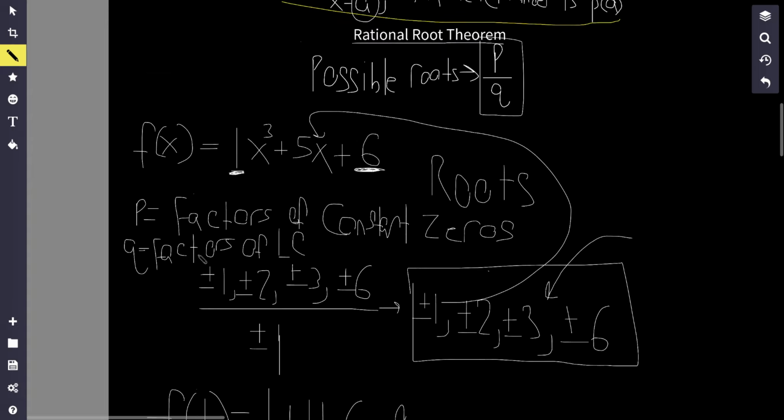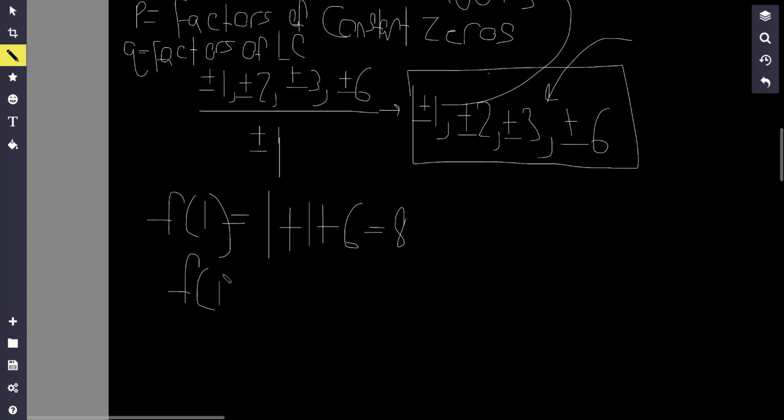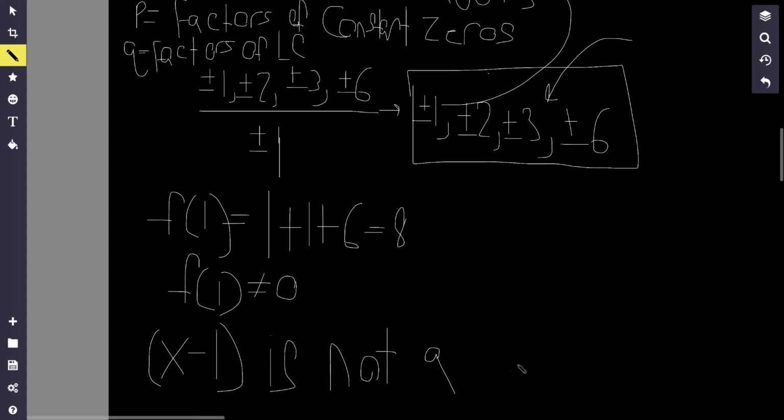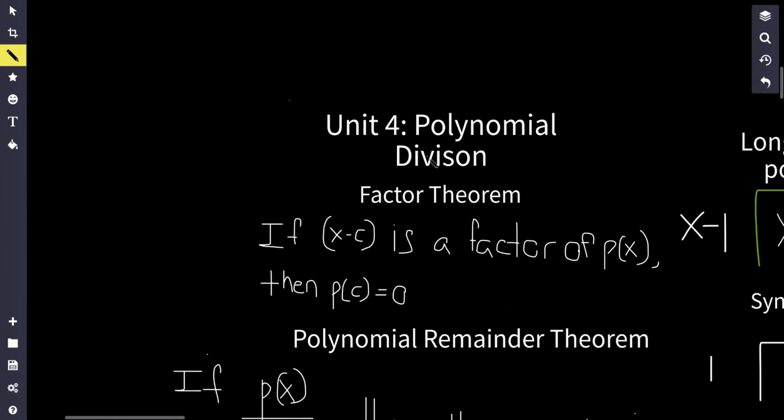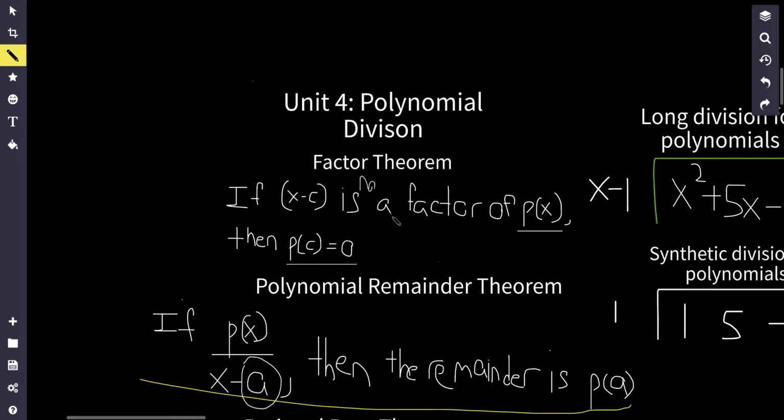Now notice how when I plug in f of 1, I do not get 0. And this means that x minus 1 is not a factor. You might be confused about what I'm saying, right? What do you mean x minus 1 is not a factor? Well, take a look at what we learned before, the factor theorem. If x minus c is a factor of p of x, then p of c is equal to 0. But likewise, if x minus c is not a factor of p of x, then p of c is not equal to 0. Okay, so that's the good thing about the factor theorem.